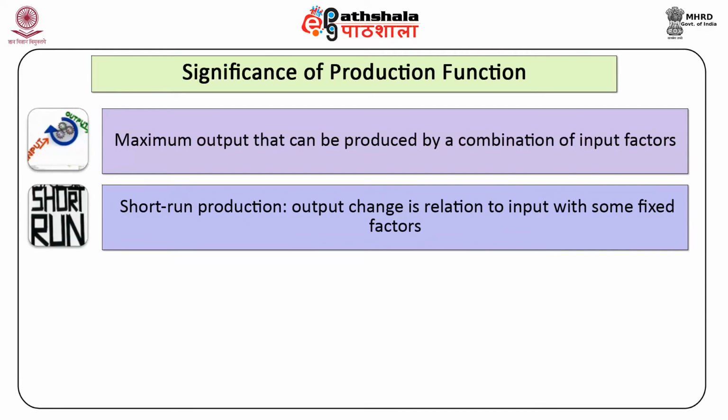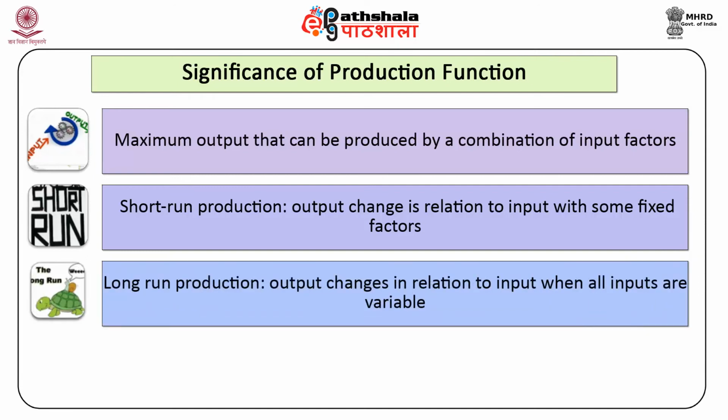The short-run production function explains how output changes in relation to the input when there are some fixed factors. Similarly, long-run production function explains the behavior of output in relation to the input when all inputs are variable.